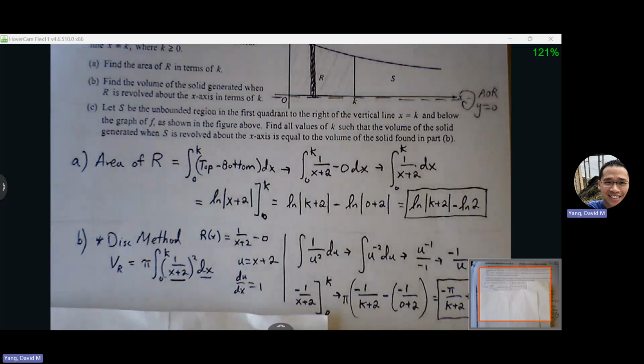Part B, we're taking that region R and we're rotating about our axis. We know there's no gap, so we use this method. But after U substitution for this method, this is no longer going to be a natural log. This is going to be set up as power rule. It's no longer 1 over u to the first power. It's 1 over u to the second power. We got to go through a power rule for our antiderivative.